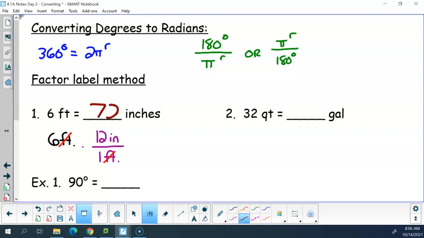Well, with converting degrees into radians or radians into degrees, we do the exact same thing. The only exception is our factor label, whichever one you want to call it, that's equal to 1. Like here it was 12 inches to 1 foot. That's equal to 1. These two green things up here, that's your conversion factor. The first one, the left one, is if you're converting into degrees. The right one is if you are converting into radians. So those are the two that we use there.